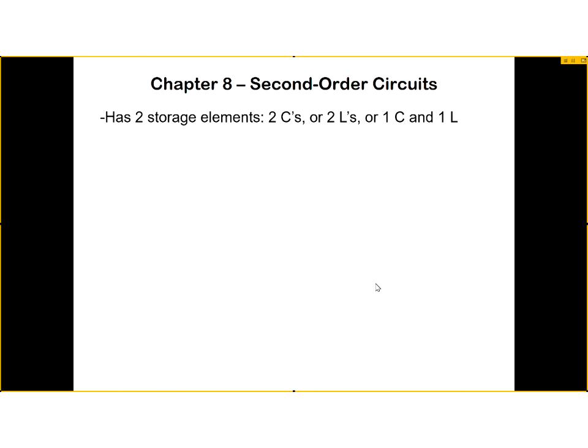So if you cannot simplify, after simplifying all the capacitors and inductors, you have either 2 capacitors, 2 inductors, or 1 of each. You can be sure that it's a second order circuit because you have 2 storage elements. Okay, and for each storage element, you can have a derivative. Since you have two storage elements, you can end up with a second order differential equation.